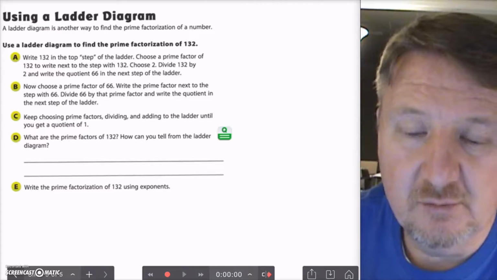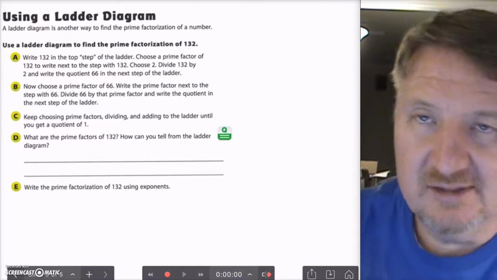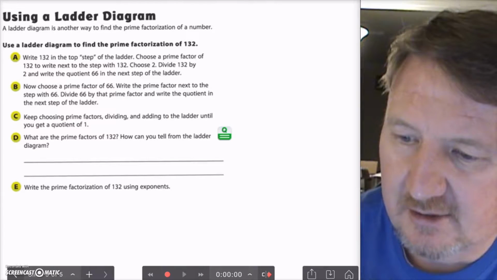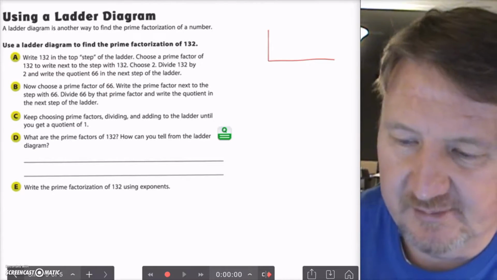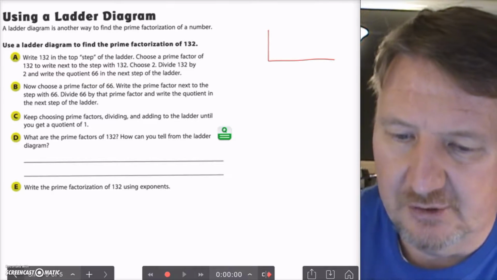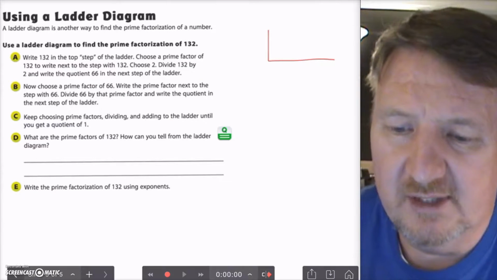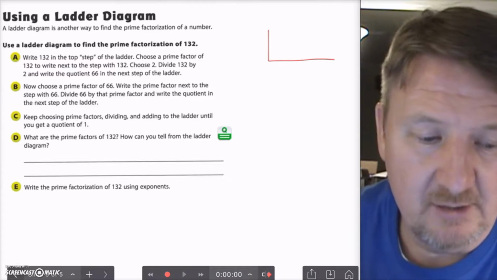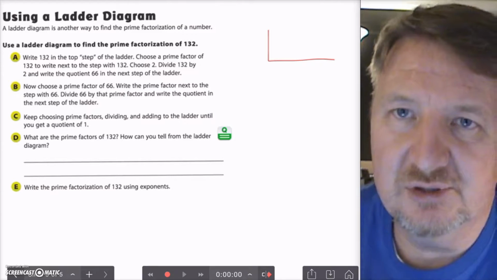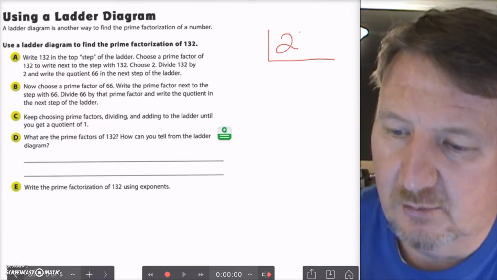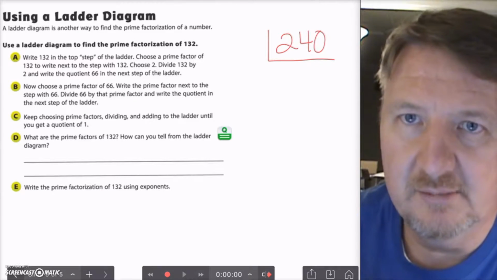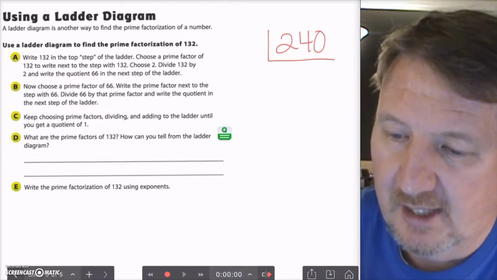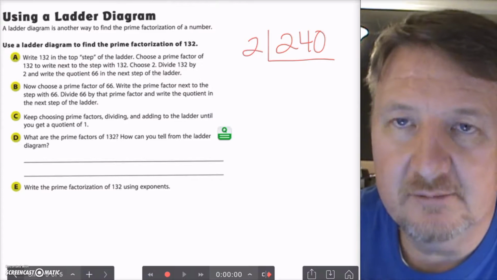Another method is what we call the ladder diagram. Same concept, just a different shape basically. So the ladder diagram is another way to find the prime factorization of a number. I'll just do 240 again. What you do is you put the number 240 inside basically an upside down division symbol. And then you want to pick the smallest number you can to go into it.